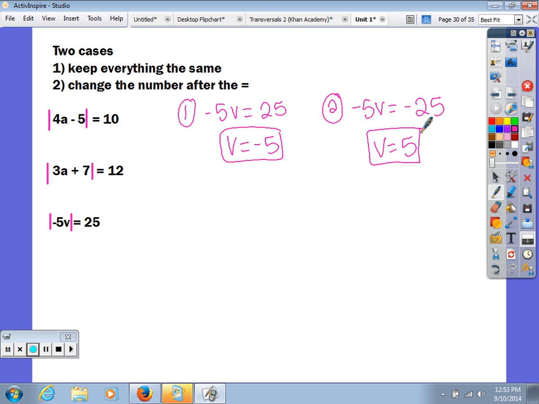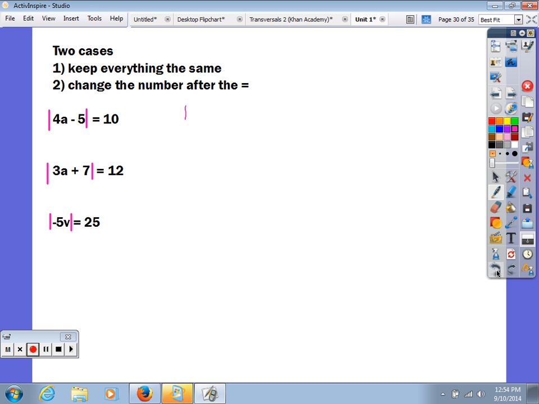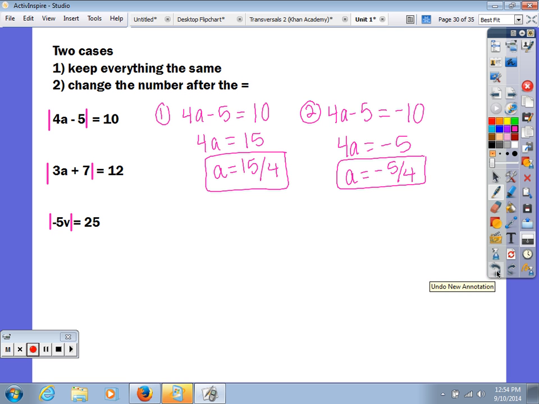Now, sometimes students assume that for absolute value equations, the answers are always a negative and a positive of the same number. That is false. That is not true. If you look back at that first example that we did, you can see that that is not the case, because there a was 15 over 4 and negative 5 over 4. It just so happened that for this bottom problem, my answers were 5 and negative 5. So don't just assume that.